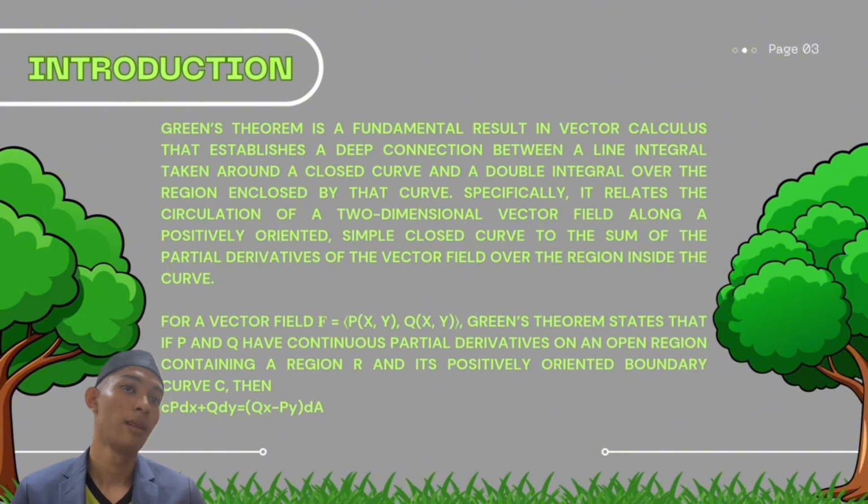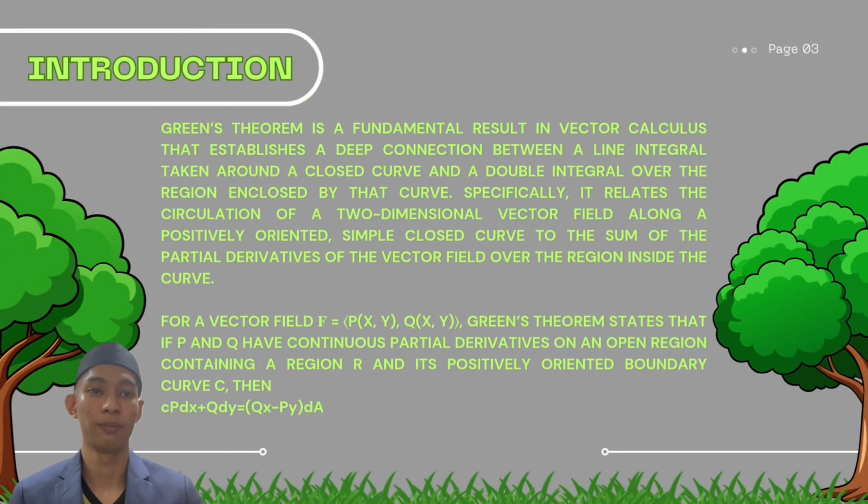positively oriented simple closed curve to the sum of the partial derivatives of the vector field over the region inside the curve. So, for a vector field F = (P(x,y), Q(x,y)), Green's Theorem states that if P and Q have continuous partial derivatives on an open region containing a region R and its positively oriented boundary curve C, then the integral over C of P dx plus Q dy equals the double integral over R of (∂Q/∂x minus ∂P/∂y) dA. So that is what we learned from the introduction. I would like to pass on to my fellow members to explain an example question that we have prepared for you.